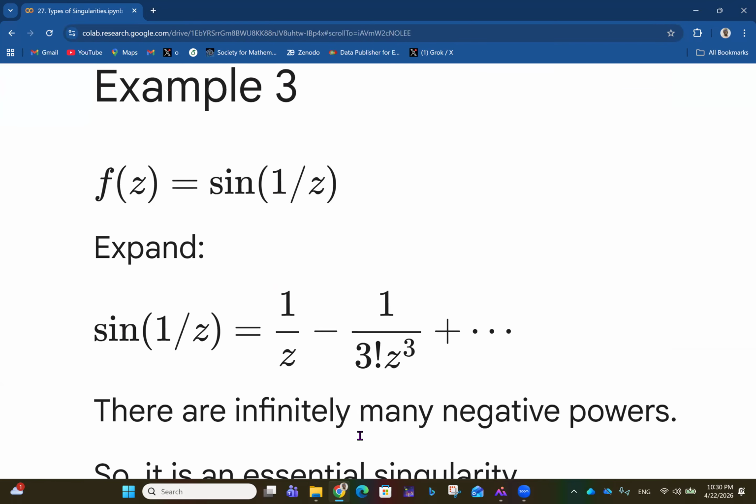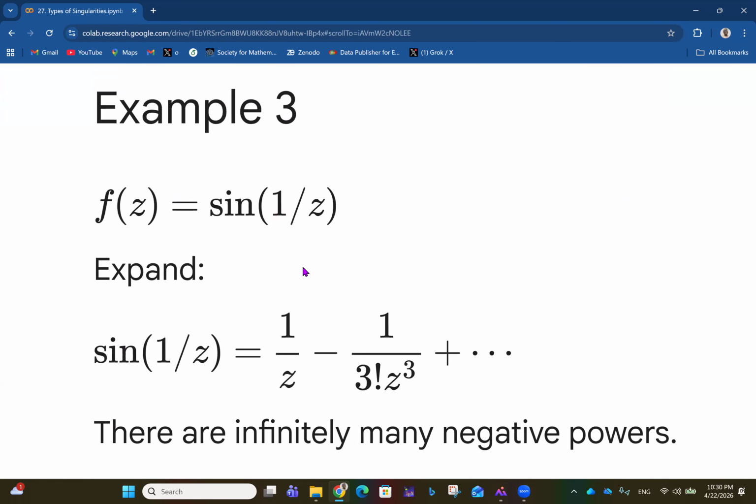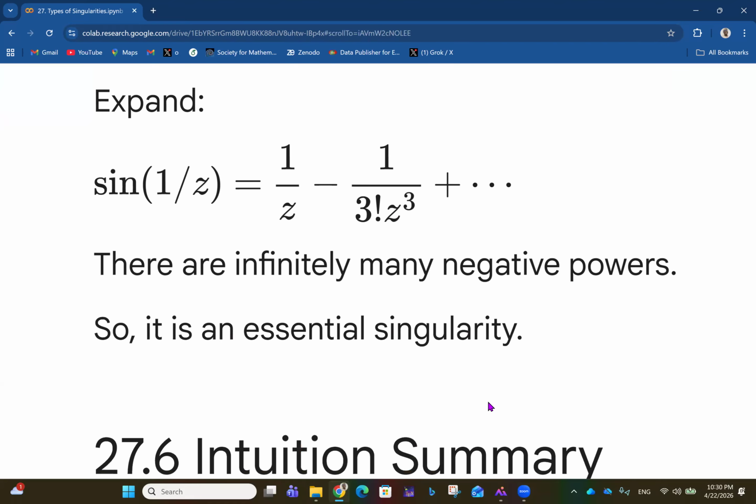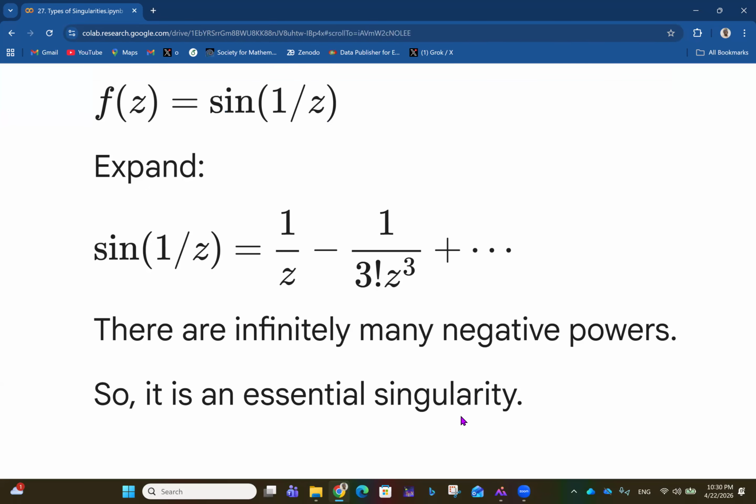So for example 3 now, f of z equals sine of 1 over z. If you expand, normally you know what the expansion of sine would look like. It's an odd function: z minus z cubed over 3 factorial plus z to the power 5 over 5 factorial minus z to the power 7 over 7 factorial, and so on. If you do it for sine of 1 over z, you get 1 over z minus 1 over (3 factorial z cubed) plus all of that. So there are infinitely many negative powers, and that makes it an essential singularity.